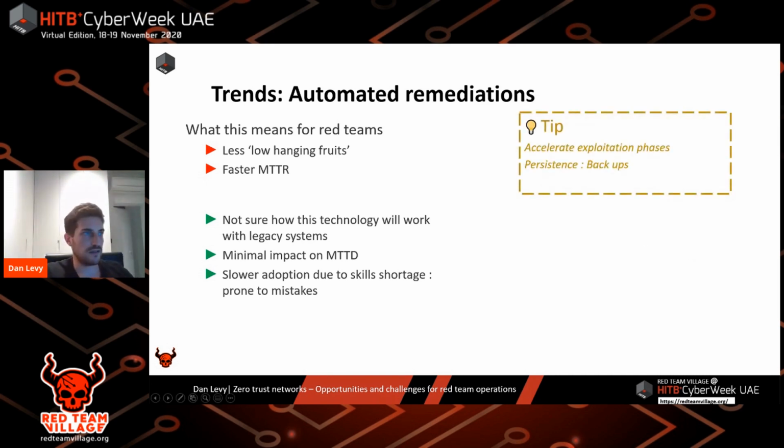So from the red team perspective, two things. Number one, we're going to have to accelerate our exploitation phases. Because we know that response might come faster than expected, persistence, of course, is part of the answer, but the speed of our exploitation is going to need to increase. And as I just mentioned, persistence is also a key aspect of this.